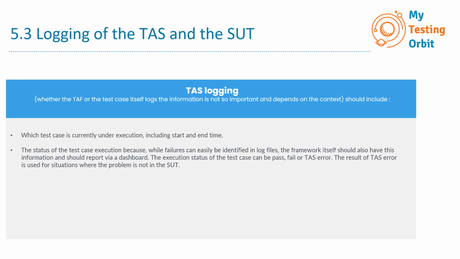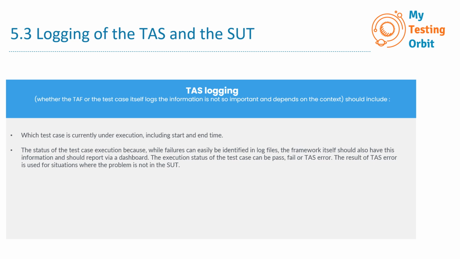The second point it should include is the status of the test case execution, because while failures can easily be identified in log files, the framework itself should also have this information and should report via a dashboard. The execution status of the test case can be pass, fail, or TAS error. The result of TAS error is used for situations where the problem is not in the SUT.